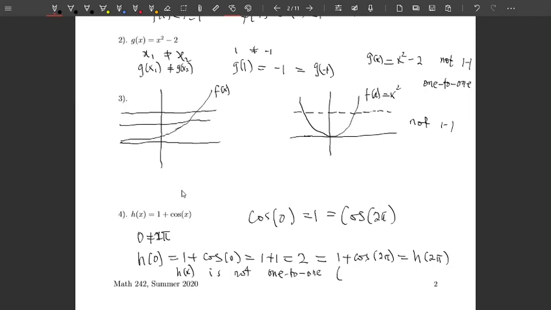A short way to write this is not one-to-one. This is not really 1 minus 1. Instead, it is one-to-one.